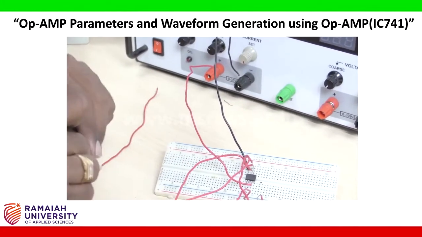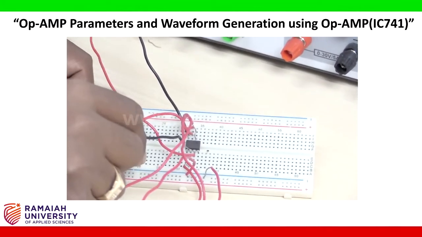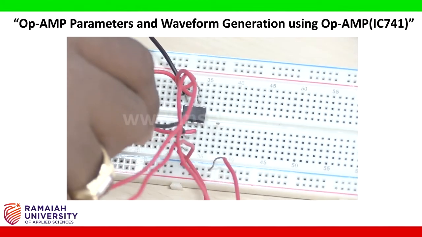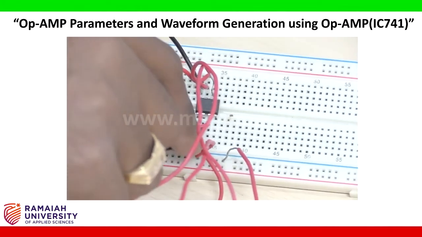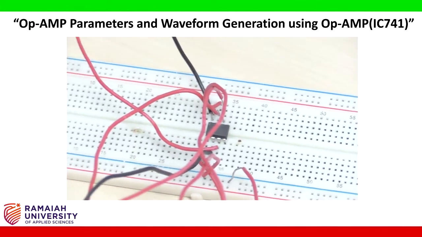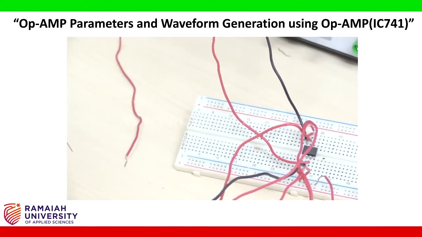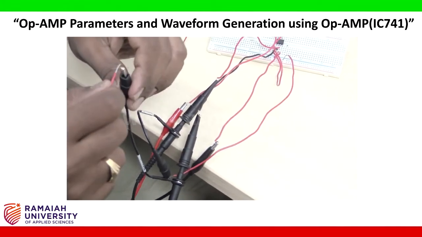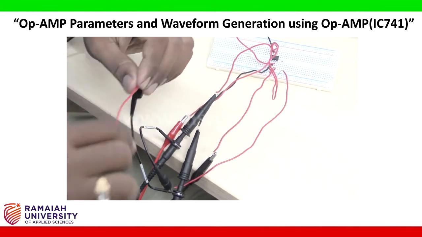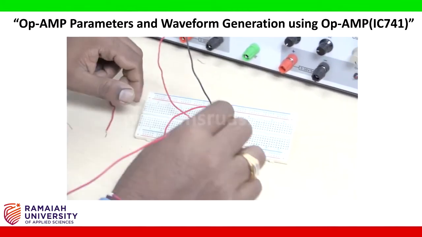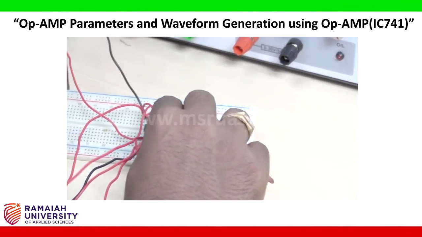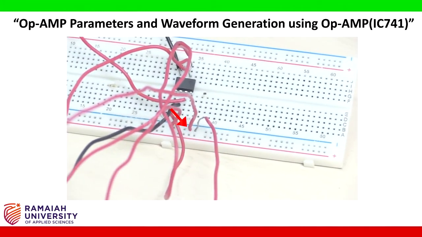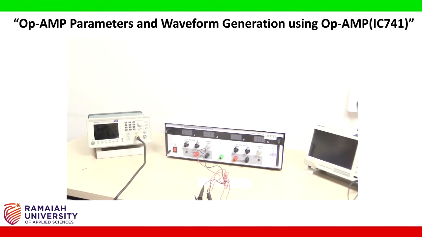This is 5 and this is 6. I am connecting this into 6. And the negative terminal I made it as ground. Now it completes the circuit connection.